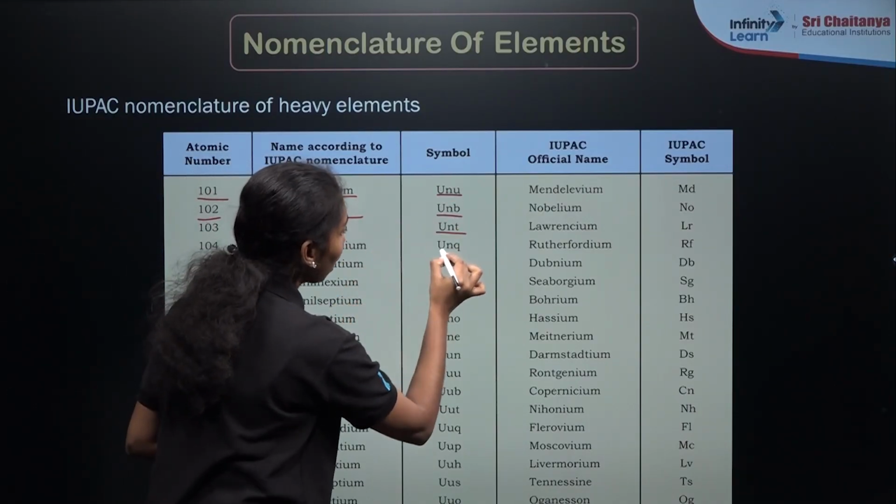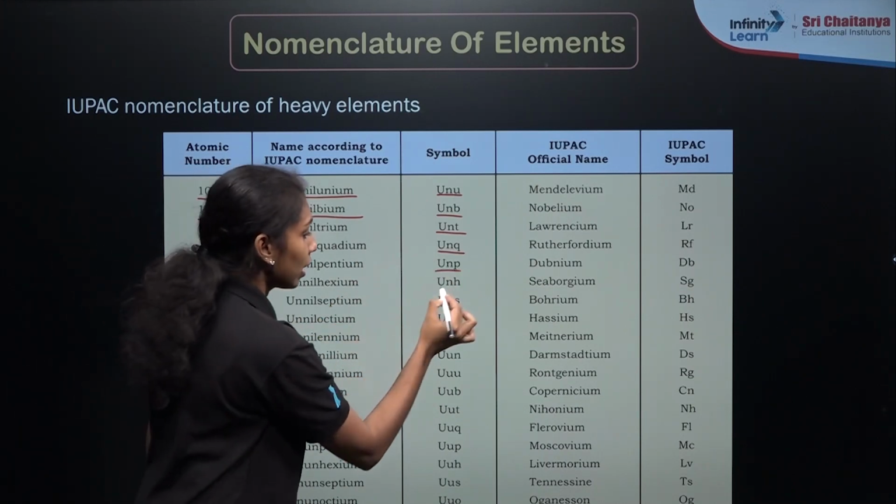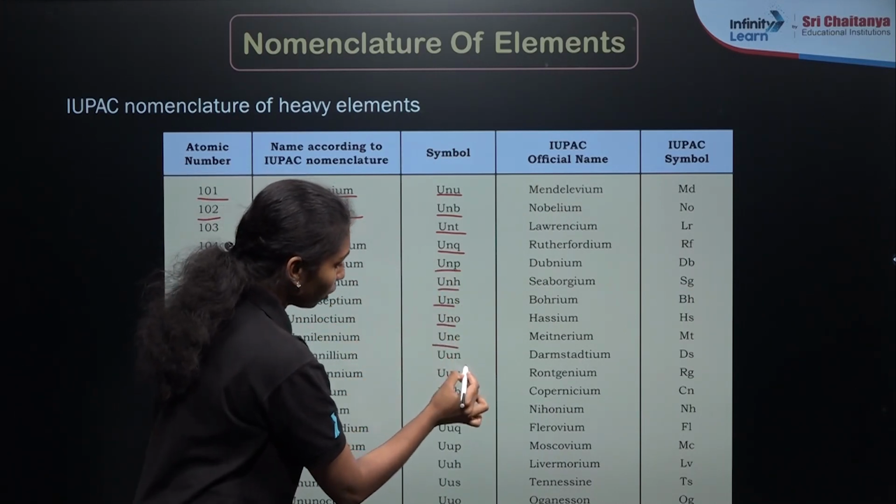The main point you have to keep in mind is that the first letter of the symbol should be capital. As you can see over here, this U will be capital in all the cases.